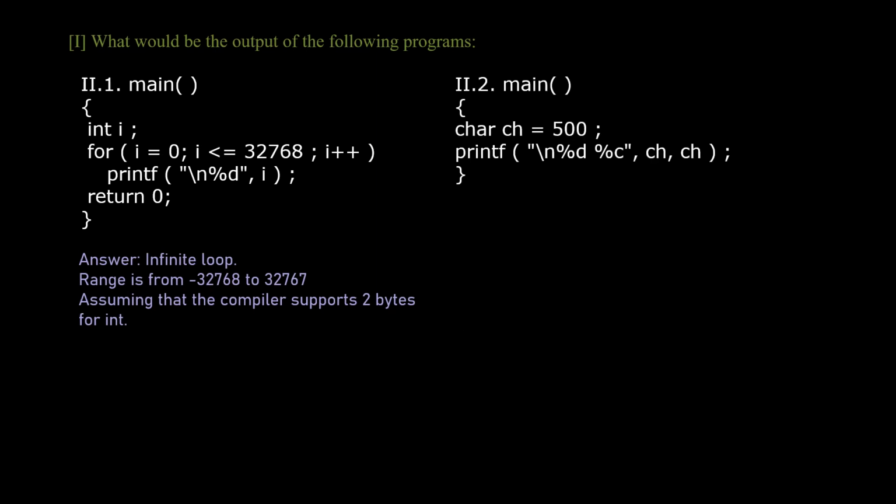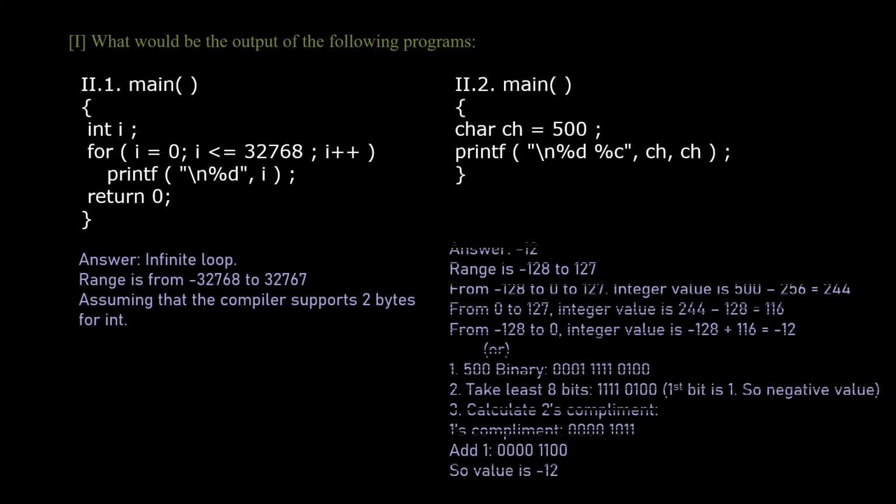And next question, char ch = 500, printf %d %c for ch. So here the ch range is -128 to 127. So %d of ch will not print 500. It has to get rounded off to a value within the char range. So let's see how that gets calculated.